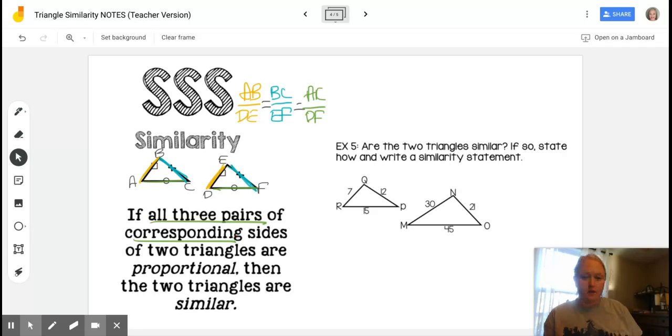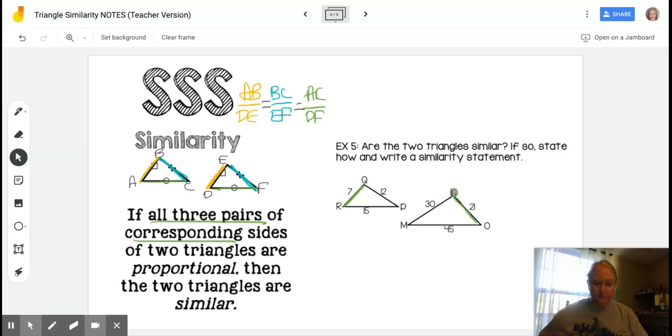Now, let's take a look at our two triangles. Notice they look a little bit different. It looks like they've been dilated and reflected. Okay, so they're oriented slightly differently. And the way I look at these type of triangles is I'm going to compare the smallest two sides together and the largest two sides together, and then the in-between two sides together. So I'm going to look over at PQR, and I see that my smallest side is 7. And then I look at OMN, and I see that my smallest side is 21.